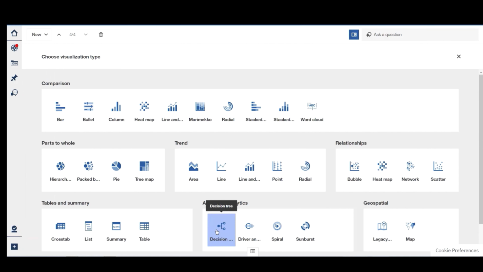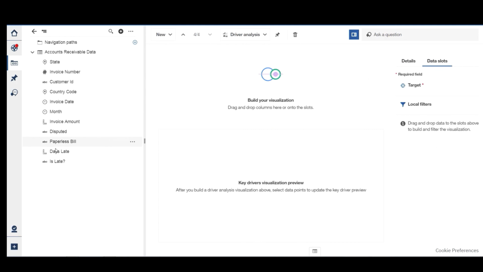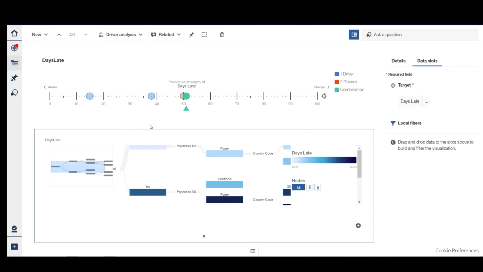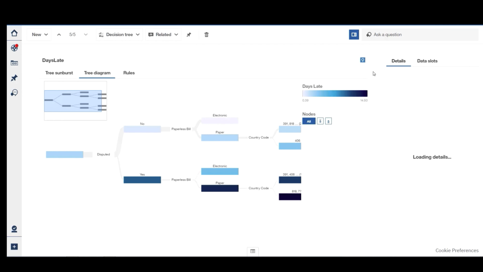So as I go through, let me choose my driver analysis. I need to bring a target. So here's my days late. And immediately, as you can see what's going on, as soon as I brought that target onto my report, it starts bringing these insights for me. Right across the top, it's my key driver analysis. So I can see what items, what drivers are identified here that are factors that have significant influence on my target of days late.